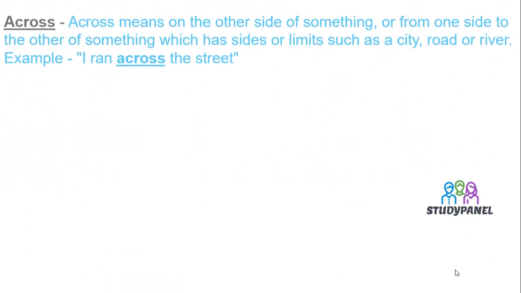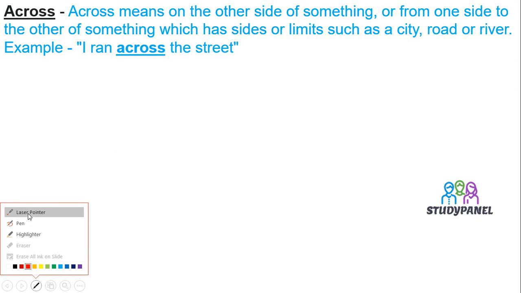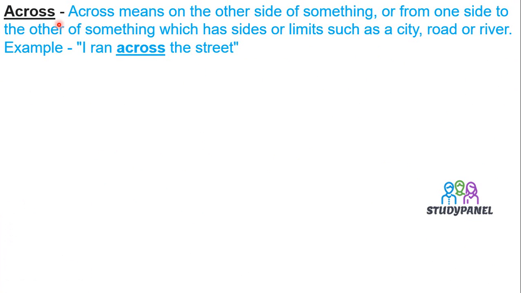Let us see the first preposition, across. Now, what does it mean and when do we use this? Across means on the other side of something, or from one side to the other of something which has sides or limits such as a city, road or a river. The example is, I ran across the street.